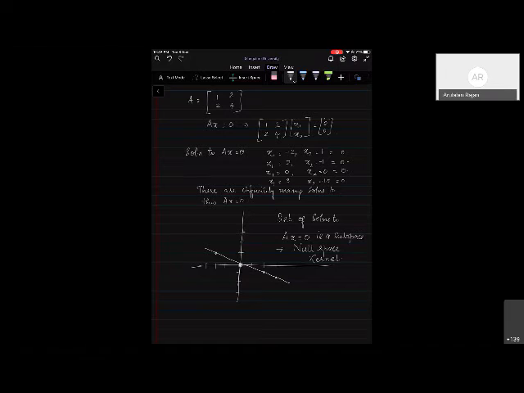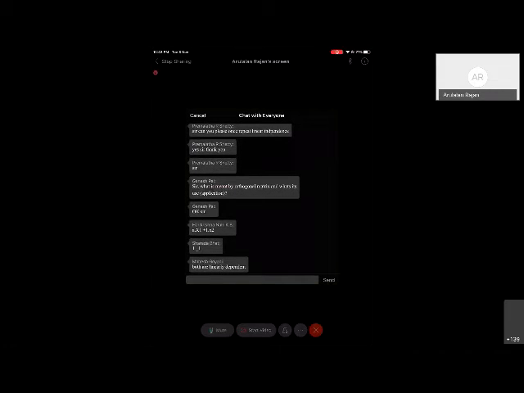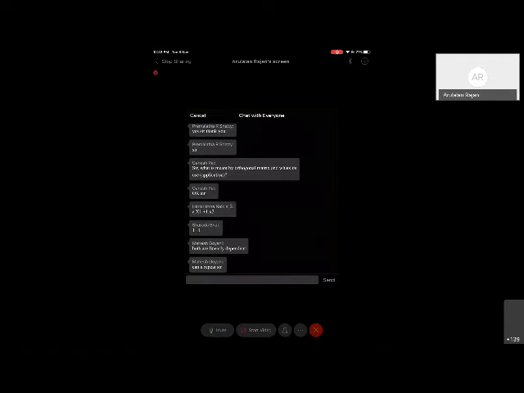Is this okay? Are you guys getting this? Is everybody getting this idea of null space? I still have some more ground to cover. I'll try to do it, but please let me know if you've understood what I'm saying.